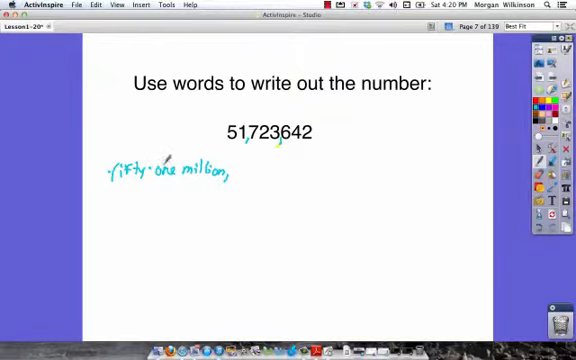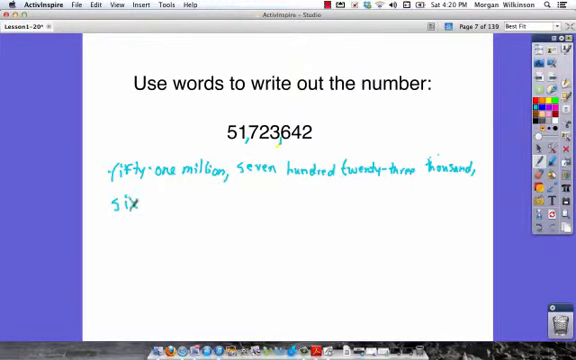Then we have 723,000. Spelling is important. Make sure you spell it correctly. If you have any questions on spelling, refer back to your place value chart. 723,000. Then 642. Our final part, 642. So we'll finish it off.